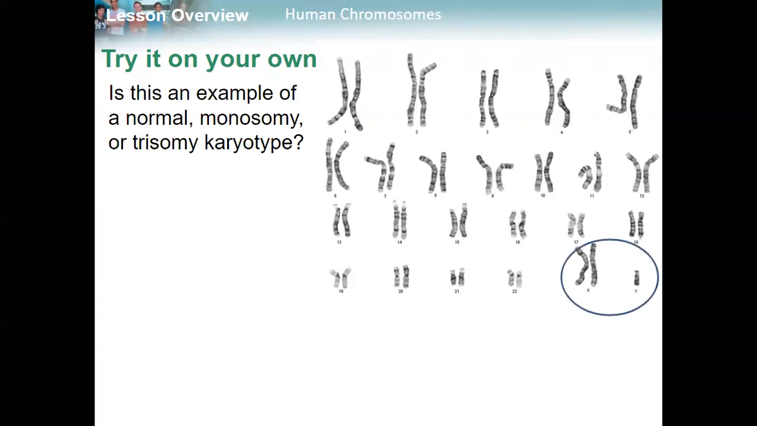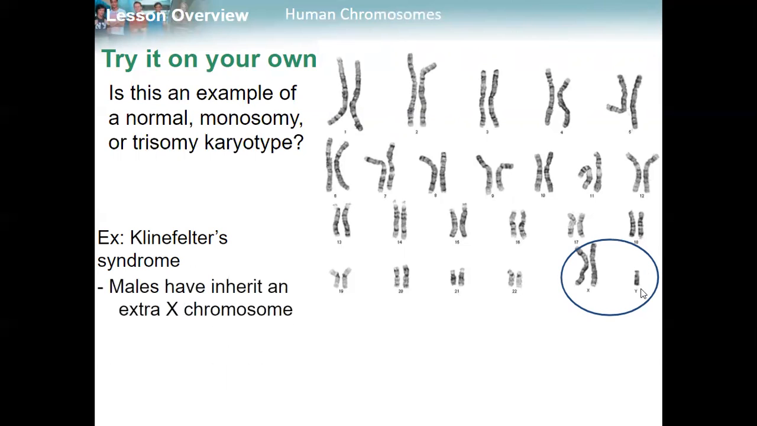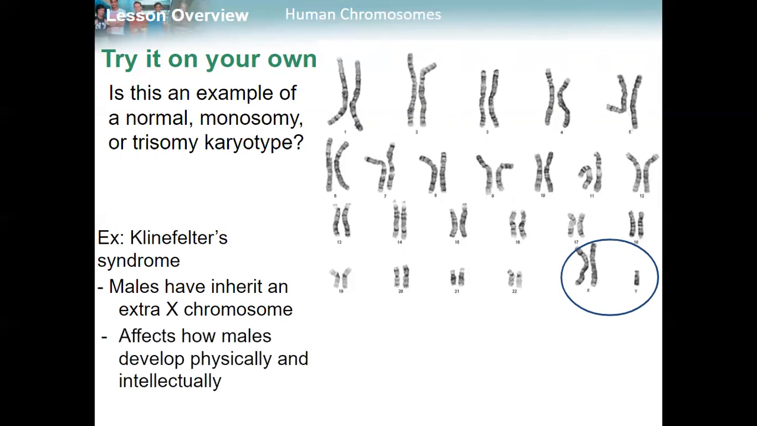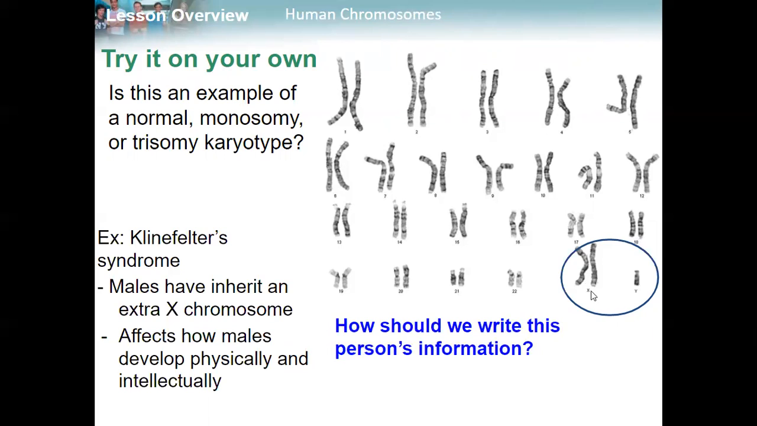Well, in this case, it would show trisomy because there's 3 copies of the sex chromosomes. There's an X and a Y. Now, because there's a Y here, this person is going to be a male, and this person has something called Klinefelter's syndrome, and this will affect him physically and intellectually. And the way that we would write this person's information is, well, they have an extra copy of a chromosome. So instead of having 46 chromosomes, they would have 47.